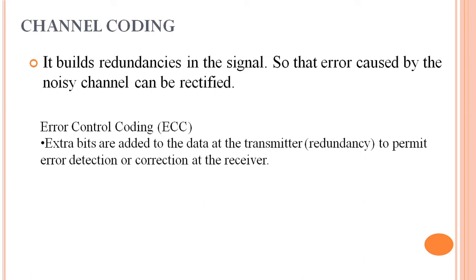A channel coding technique is nothing but adding some check bits or redundant bits to the transmitted signal so that the error caused by the noisy channel can be easily rectified. Error control coding is nothing but adding some extra bits to the transmitted data, which permit error detection or correction at the receiver.